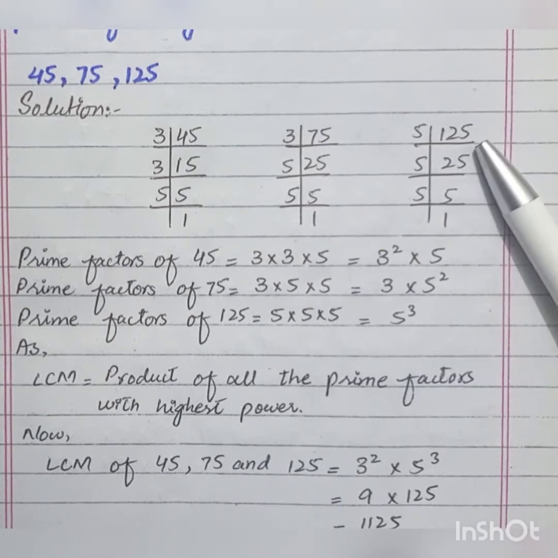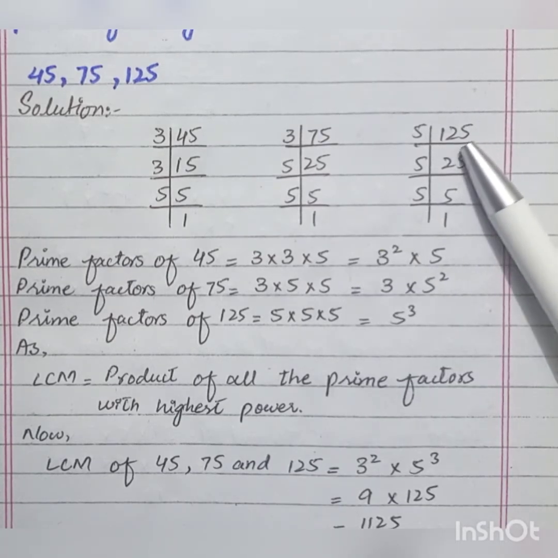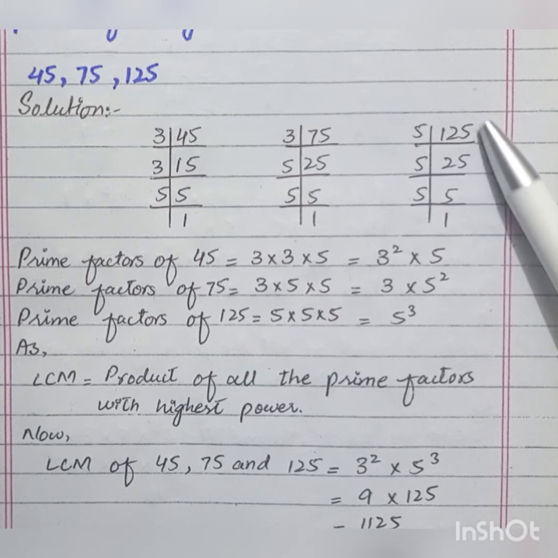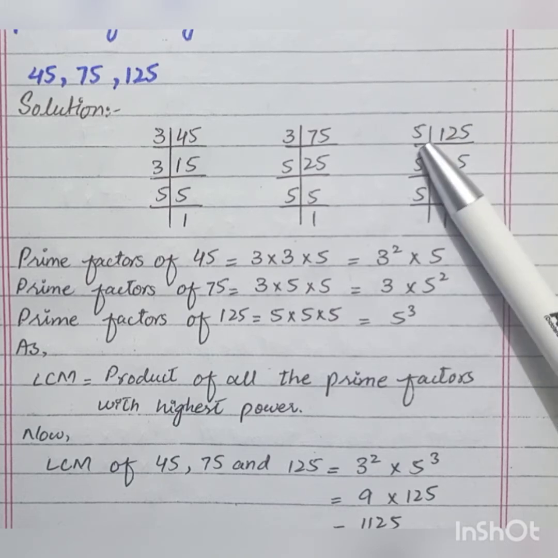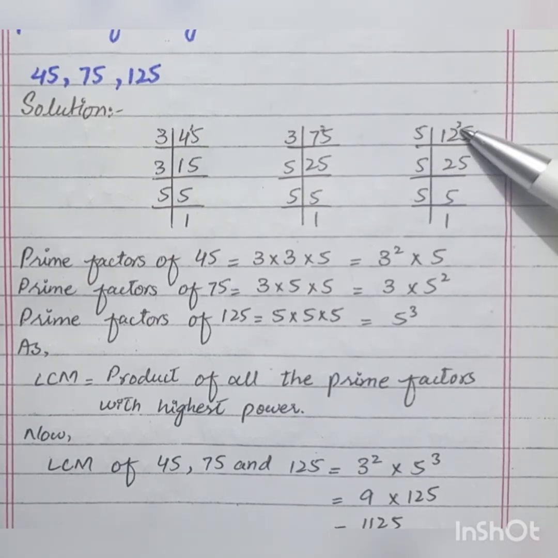Next one is 125. As you can see, the digit at the unit place is 5, which shows that this number is divisible by 5. Now 5 twos are 10 and 2 will be carried here.